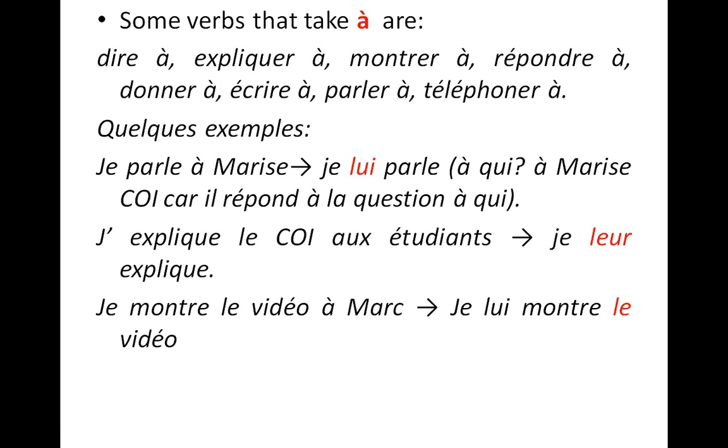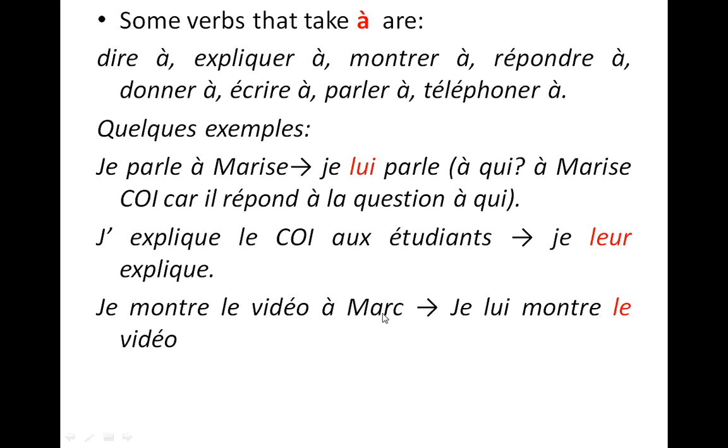Je montre les vidéos à Marc. I show the videos to Mark. Je lui montre les vidéos. Here I made a mistake. It's not le that's supposed to be in red. It's lui, okay? Because you're substituting Mark. So it's even better that I made a mistake here because now you can really define it.